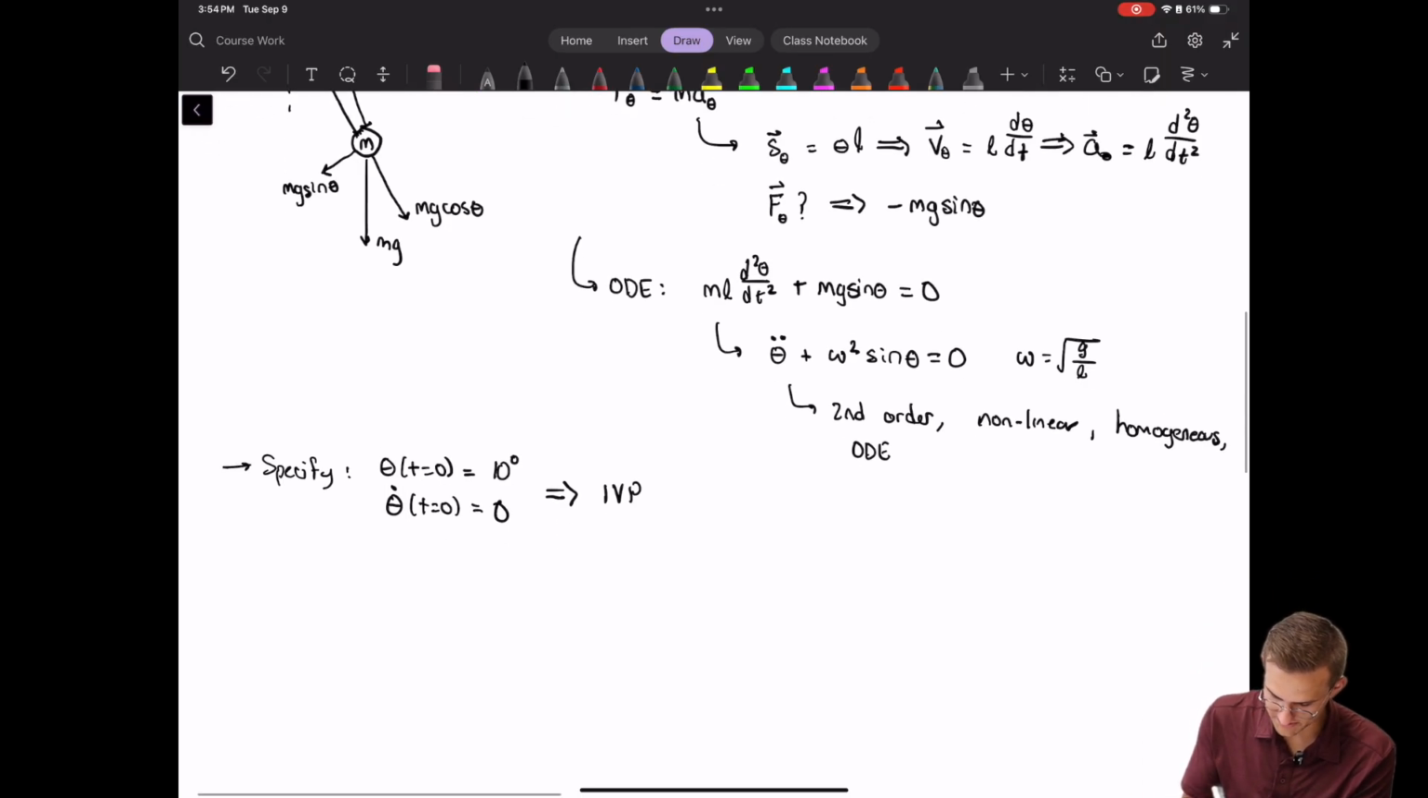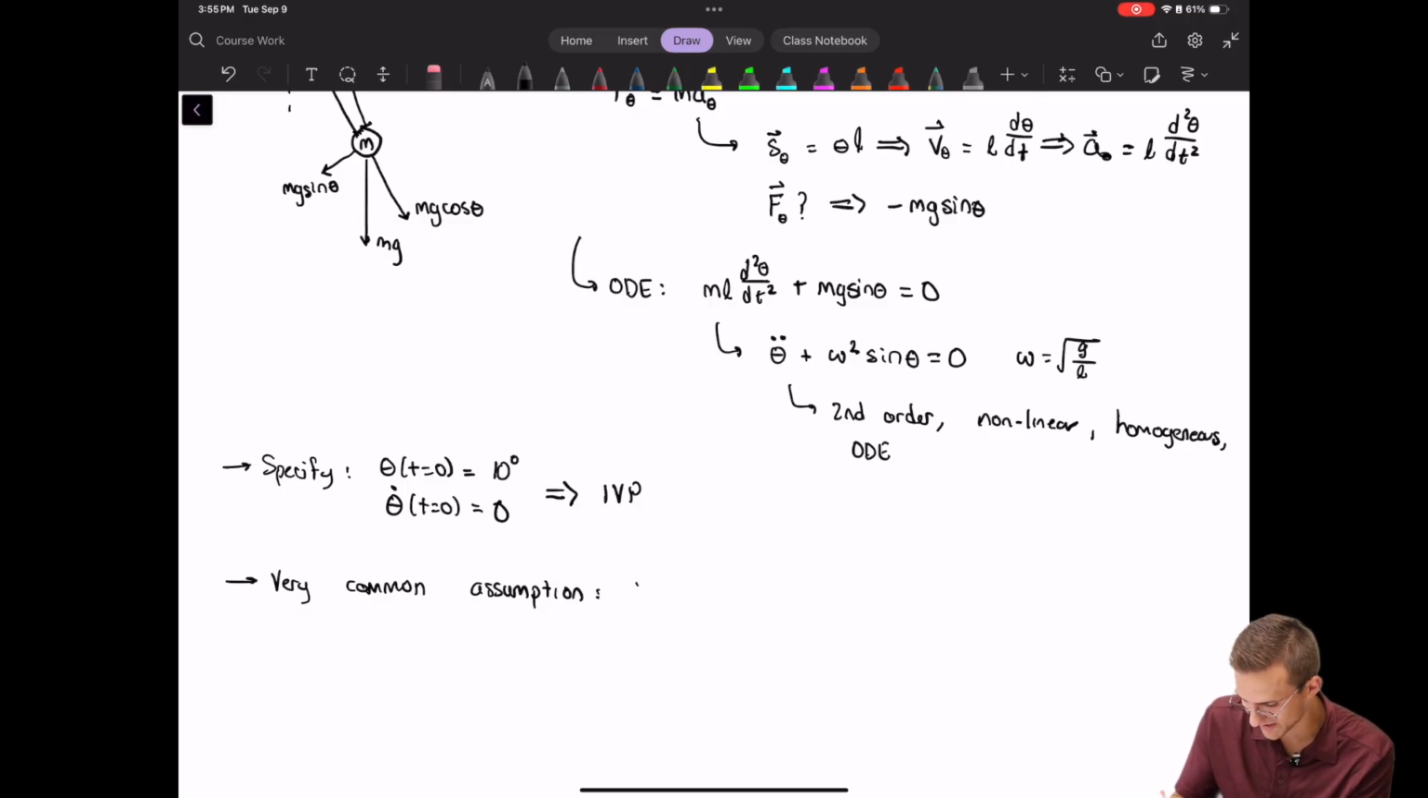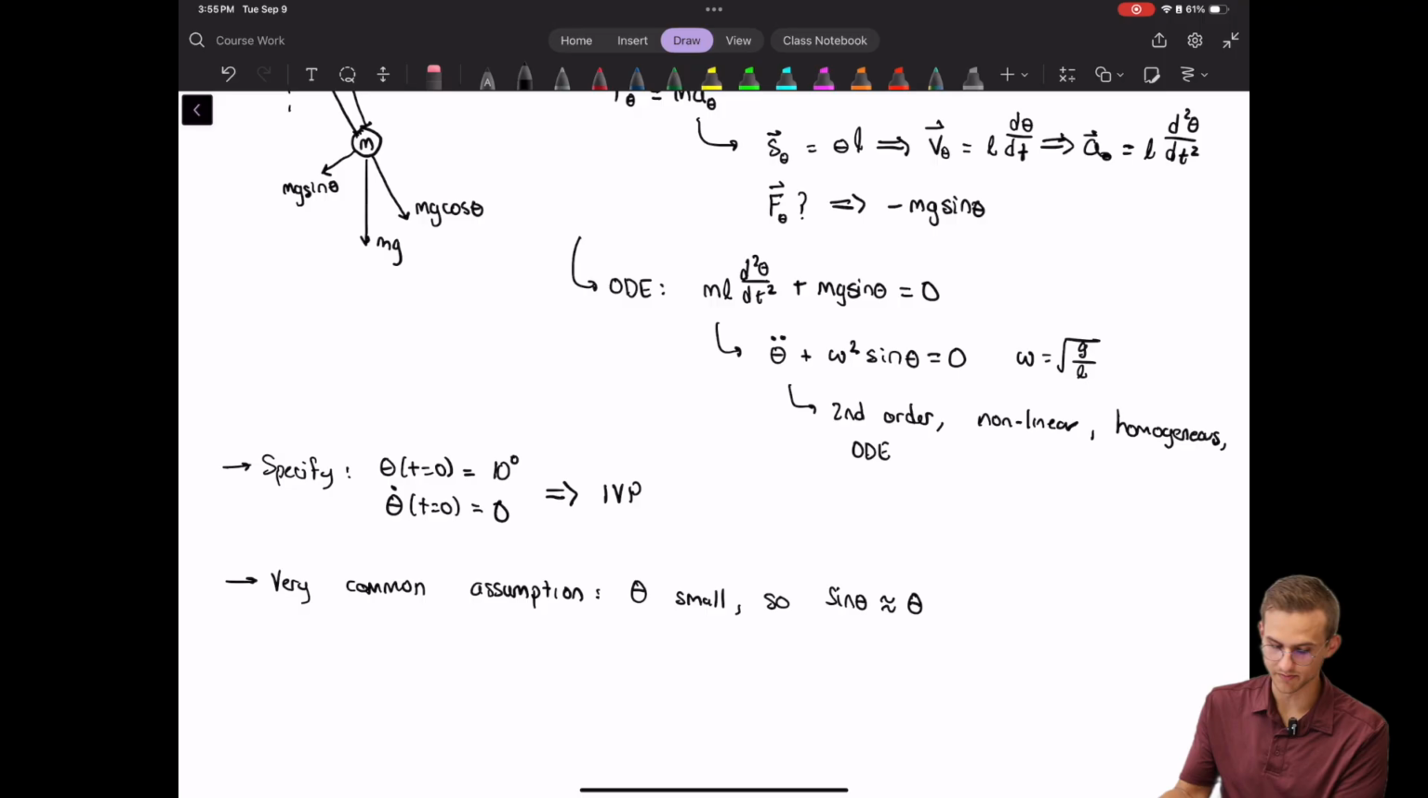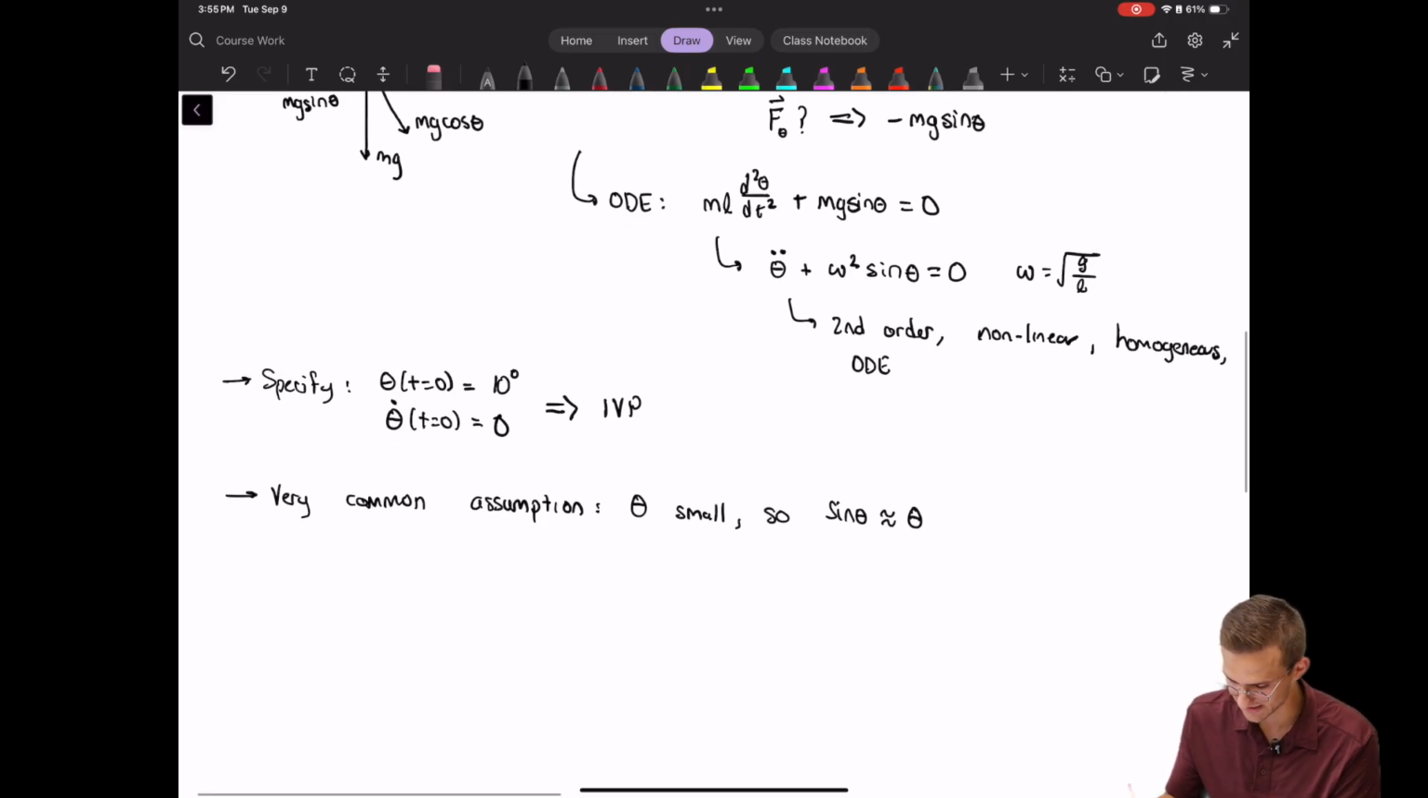And then here's a very, very common assumption that we can make because this initial displacement is very small. Which is that theta remains small for all time. Okay, so sine of theta is approximately equal to theta. Okay, and once we discuss Taylor series, this will become even more obvious as a simplifying assumption.